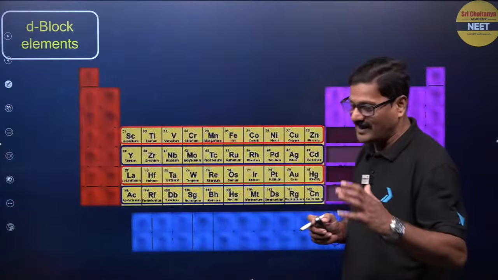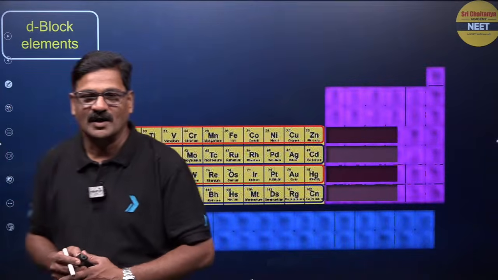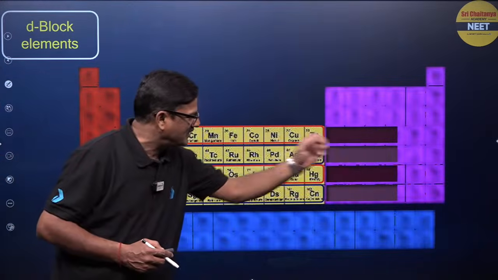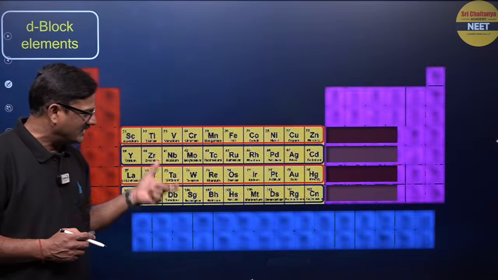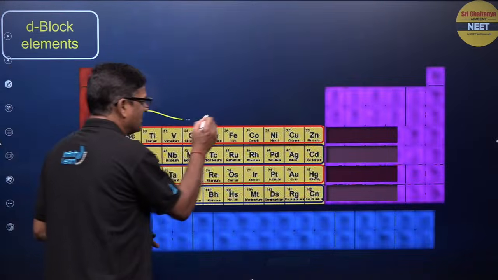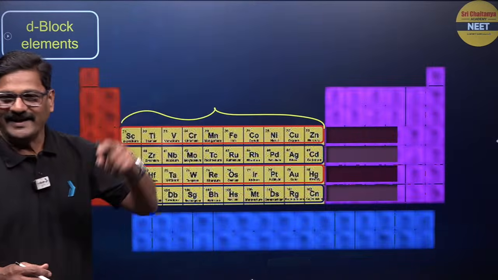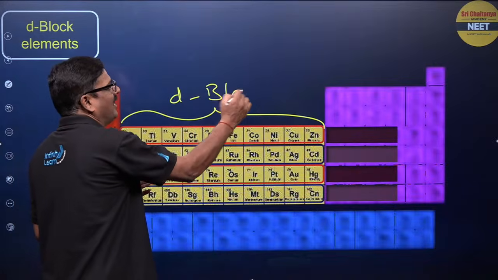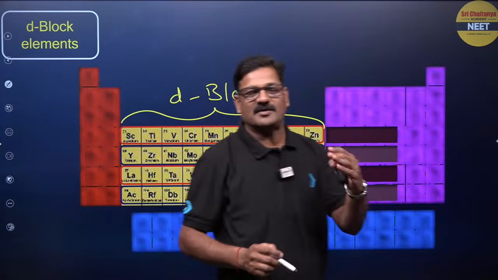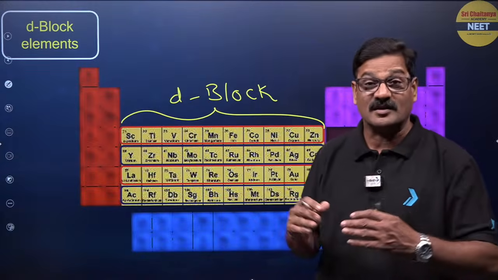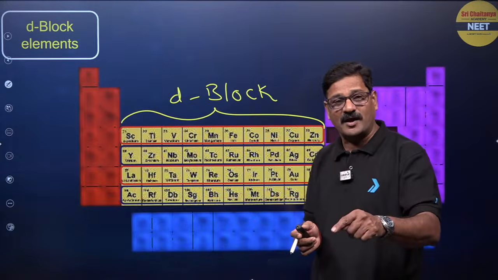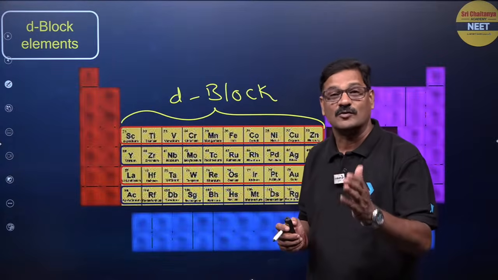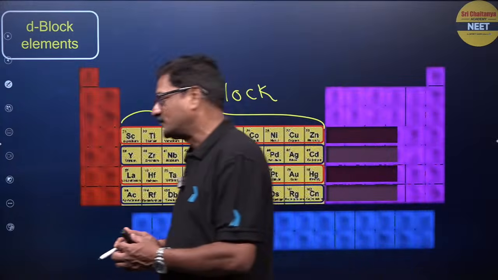In the transition elements, this is your periodic table. In this periodic table, these are called S block elements, P block elements, D block elements and F block elements. Today we are going to discuss this one. In the D block elements, the elements in which the d orbitals are filled are called D block elements. They are also said to be transition elements. Every D block element cannot be a transition element, but every transition element is a D block element. That's a tricky point.